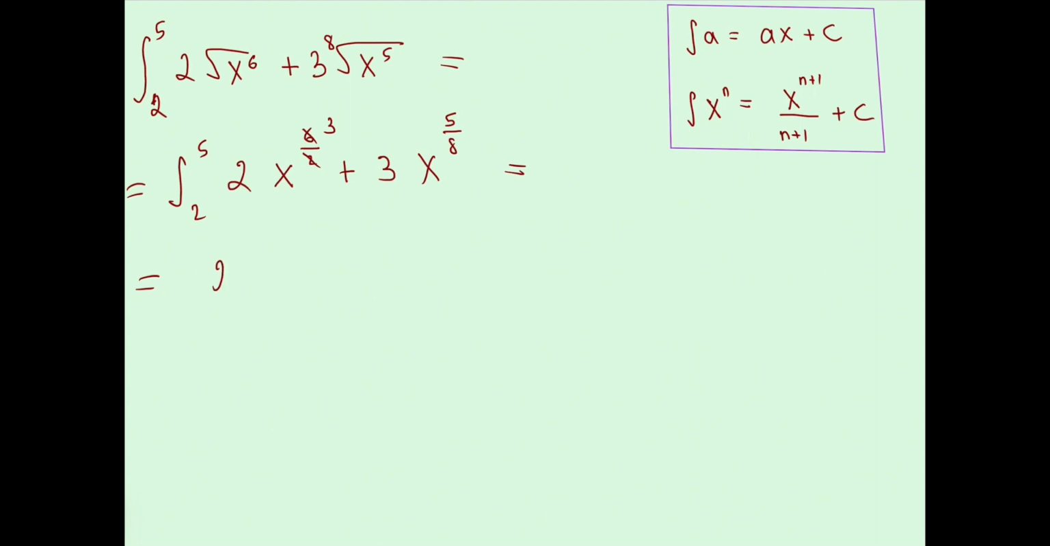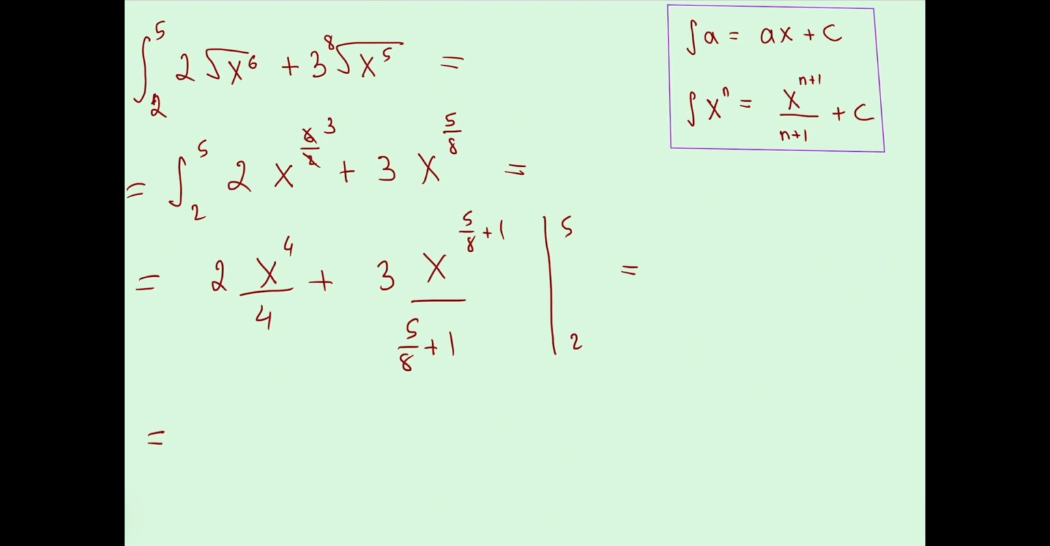So the integral of 2x raised to the cubed power is going to be 2 times x to the 4th power over 4, plus 3 times x raised to the 5 over 8 plus 1 power over 5 over 8 plus 1. And now this would be evaluated over the region 2 to 5. So what we do is we first plug in the 5. This could be simplified and become 2. So we're going to get 1/2 here.